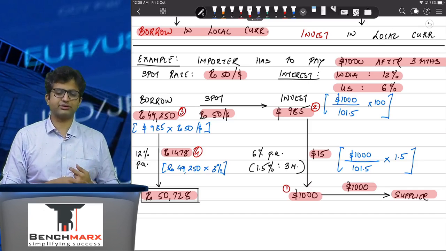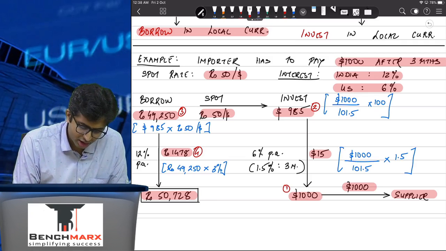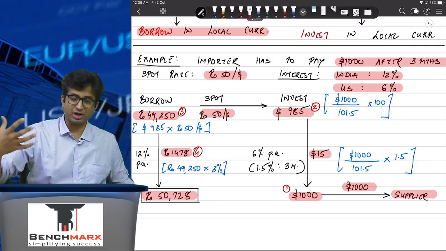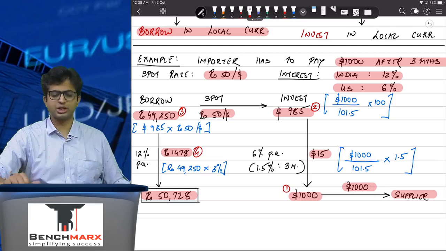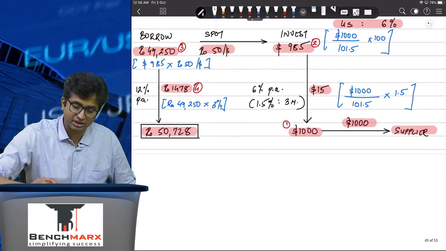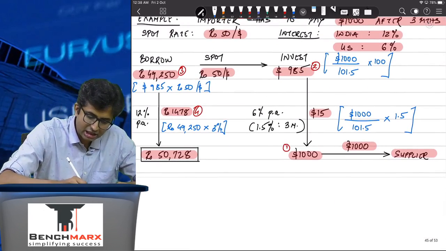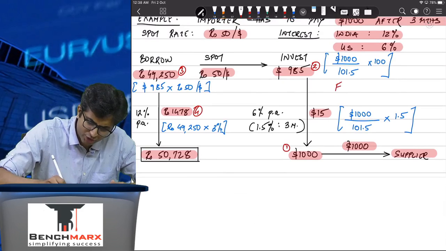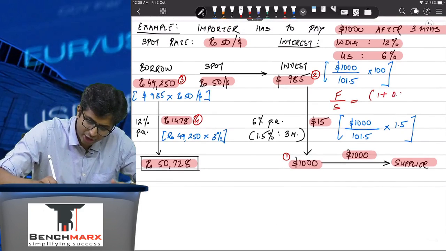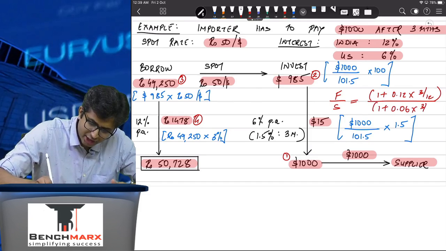50,728 of cash, and this is what will be your cash outflow, and $1,000 is what you are paying. Achha, so sir, at which rate did we effectively transact? Well, we have effectively transacted, if you go to see, at the theoretical forward rate. If I were to go to see, F upon S equals 1 plus, achha, rate is given in rupees per dollar, so the numerator will have the rupee rate, that is 0.12 into 3 by 12, upon 1 plus 0.06 into again 3 by 12.